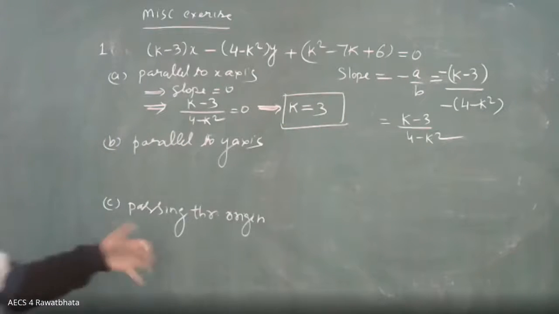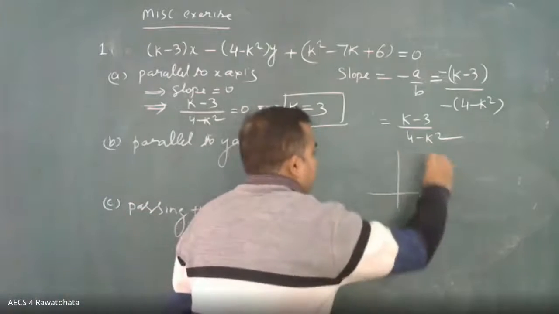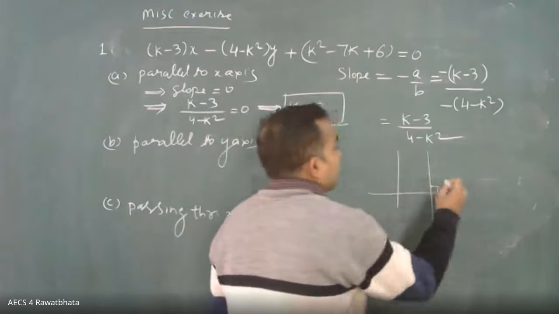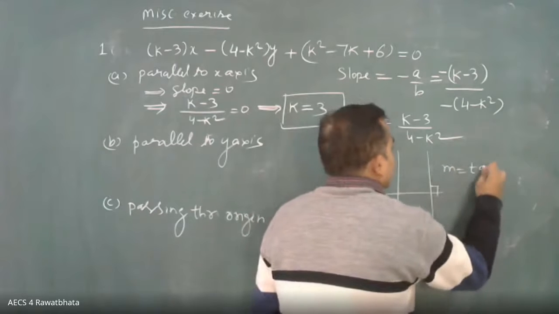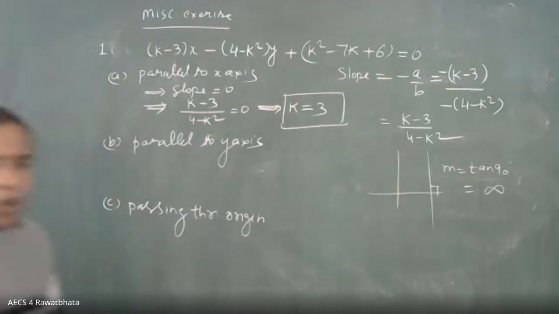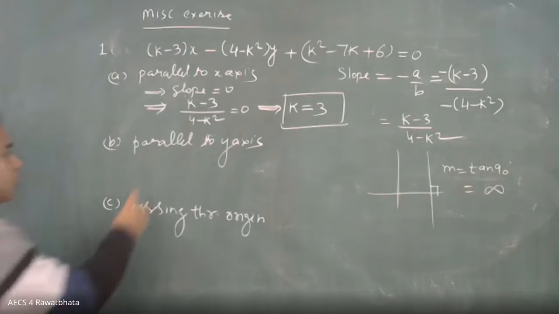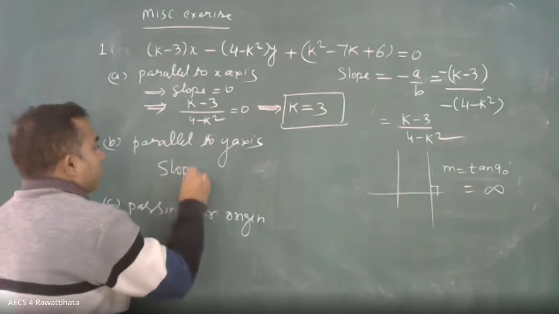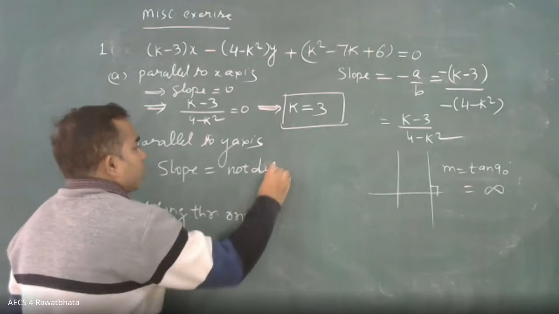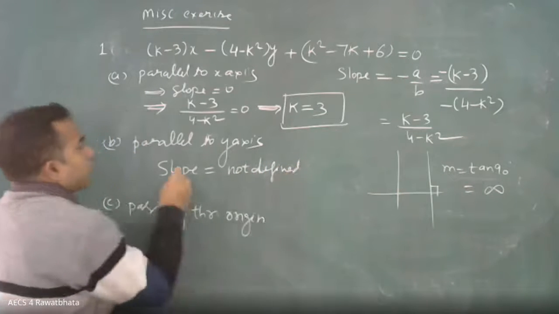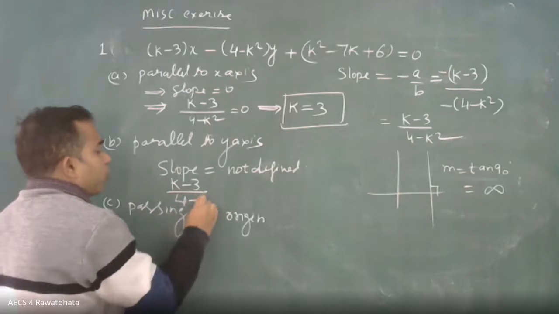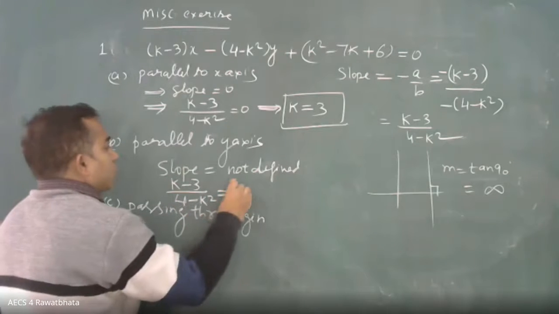Now, if it is parallel to y-axis, then with x-axis it will make 90 degree. Then its slope will be tan 90. Tan 90 is how much? Not defined, isn't it? So slope will be not defined or infinity. Then put the value of slope which you have got, k minus 3 upon 4 minus k square equal to not defined.